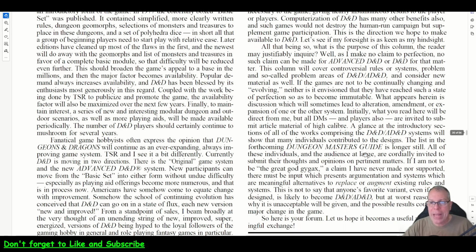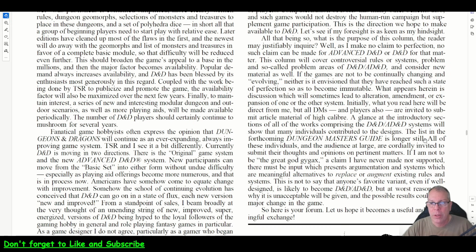So a glance at the introductory sections of all of the works comprising the D&D and AD&D systems will show that many individuals contributed to designs. The list in the forthcoming Dungeon Master's Guide is still longer. All of these individuals and the audience at large are cordially invited to submit their thoughts and opinions on pertinent matters. So there you go. That's Gary telling us.